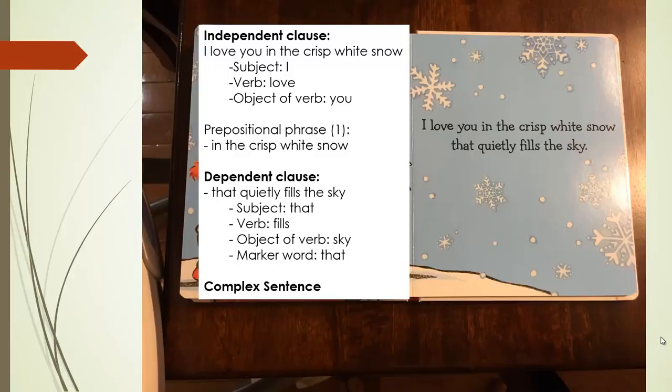We also have in the dependent clause an object of the verb fills. What is being filled? The sky. So snow, which is that, quietly fills the sky. Because we have an independent clause and a dependent clause, we have a complex sentence.